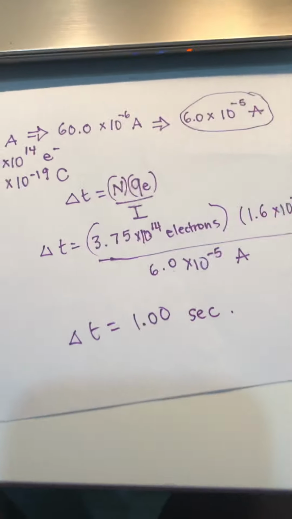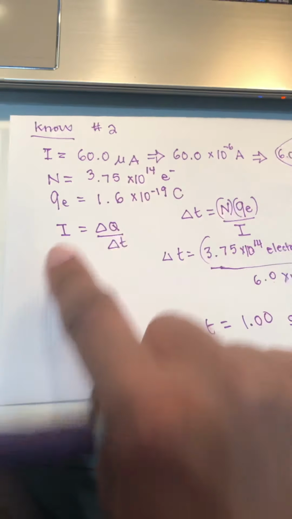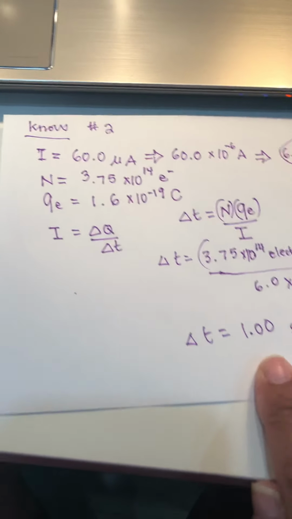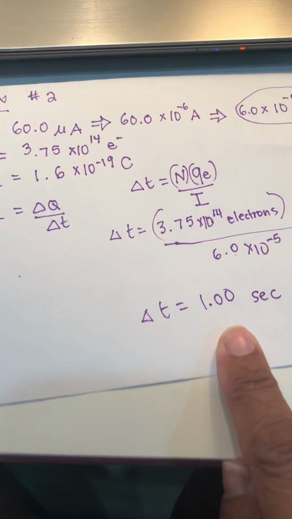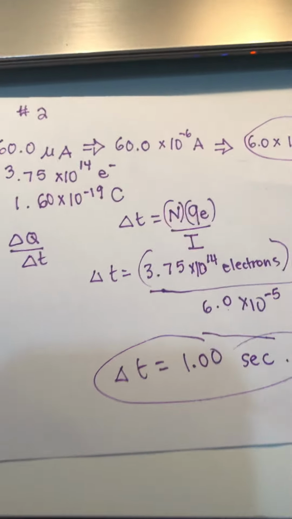Now, if you're looking for significant figures, I thought you have 2 significant figures in each one of these, but actually, they used 3. I guess I missed one. Oh, this is 1.60. So they used 3. So that is going to be my answer: 1.00 seconds.